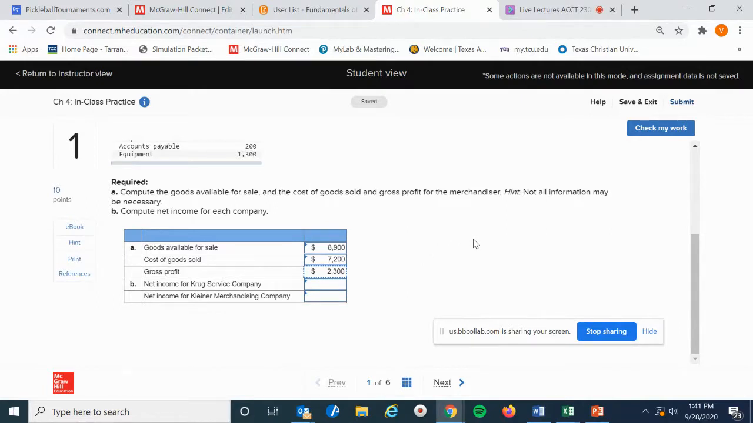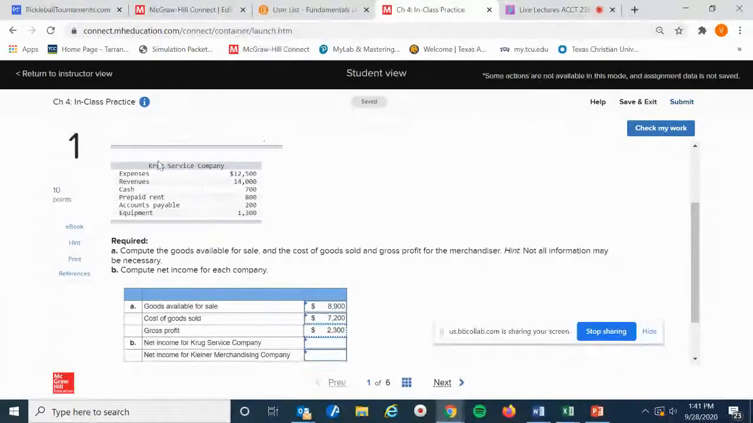For the service company, I can only compute net income. So for the cart company, all I have to do is take the revenues of $14,000 and subtract the expenses of $12,500. So I know that their net income is $1,500.